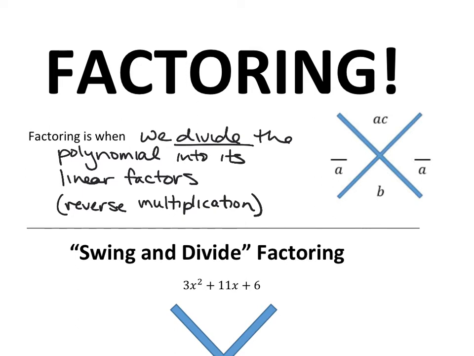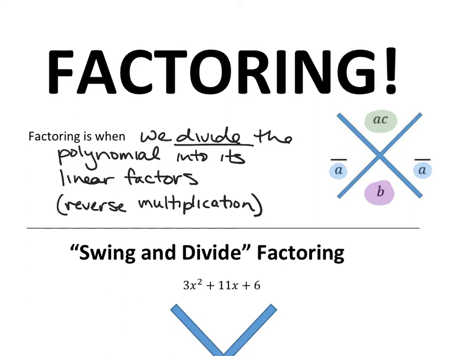Now, to do the swing and divide method, you've got to be able to set up your own X puzzle to then solve and use. The reason we've been doing these X puzzles for a while is because we're going to need to set our own up and then use it to finish factoring this polynomial. Some things I want you to notice about the X puzzles that we're going to be setting up for ourselves: on top, you're going to be multiplying the a times c of a function. On the bottom, you're going to be multiplying the b of the function. And on the sides, you're going to be creating some little fractions with a as the denominator.